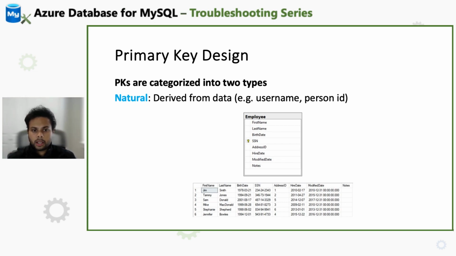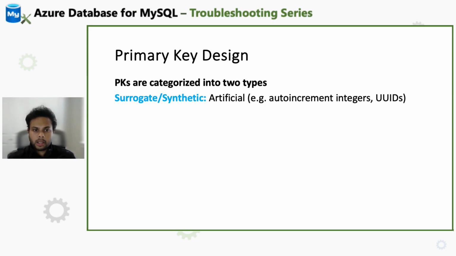And let us look at the other type of primary key that is available today, and that is the surrogate or synthetic key, which is artificial in nature: a system-allocated or system-provided primary key value to uniquely identify a record in a database table.